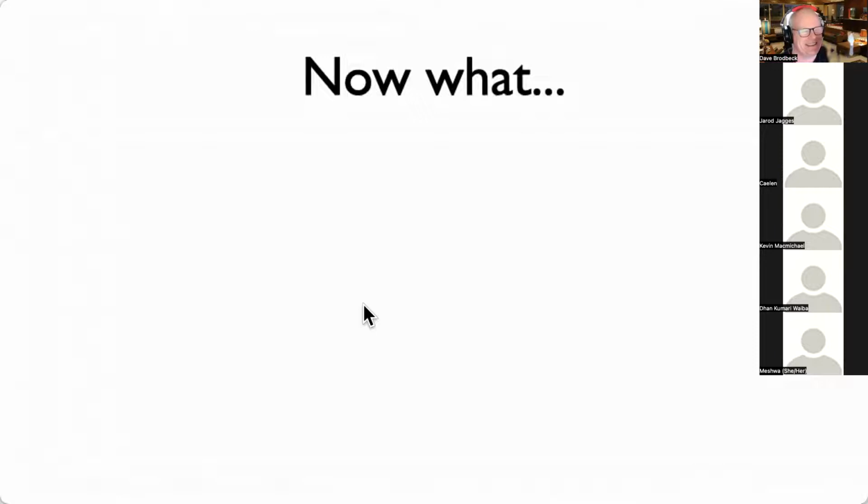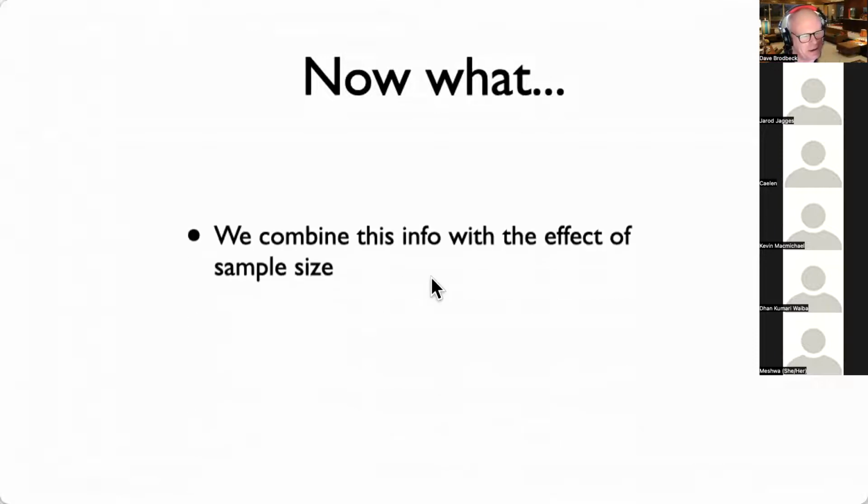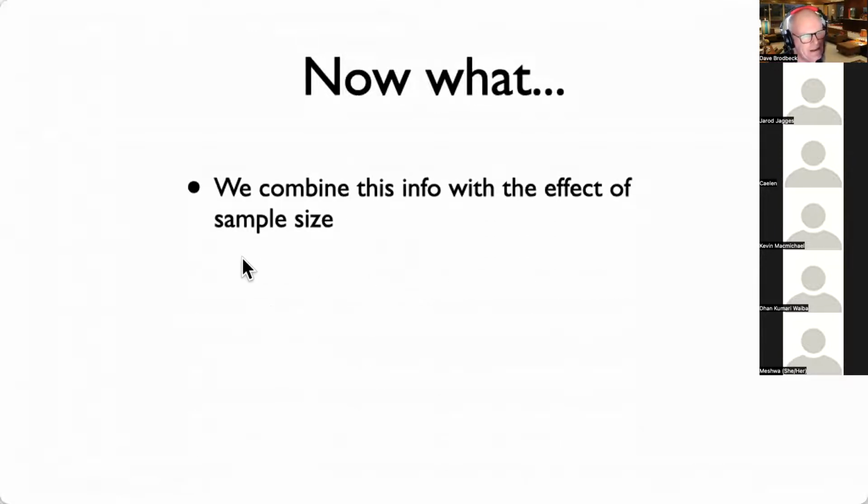So who cares? Now what? That's a reasonable question. We combine this information with the effective sample size. This is where it gets a little complicated, and there are going to be some steps here. There's something called the delta statistic. That's a delta.